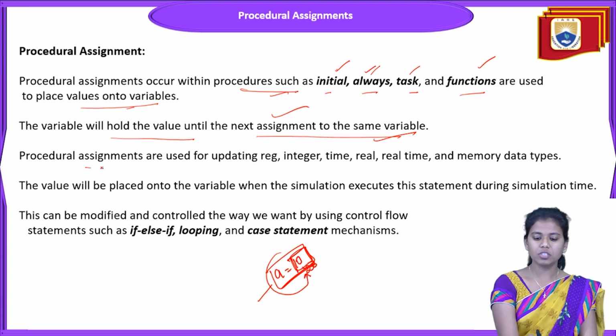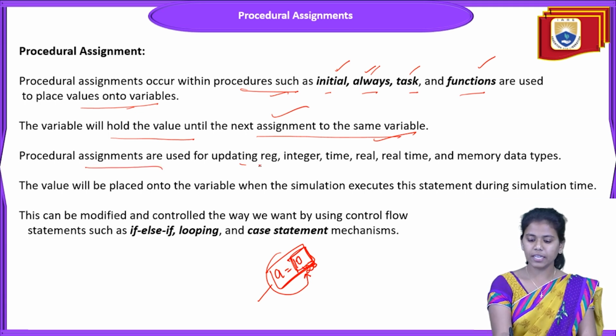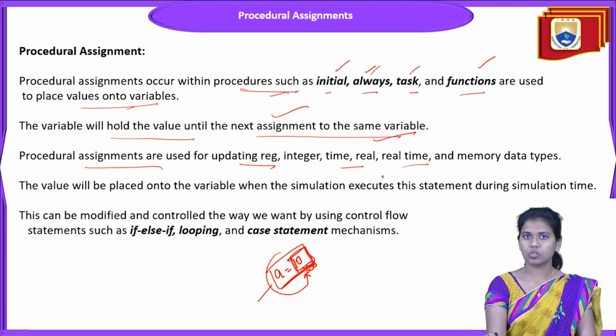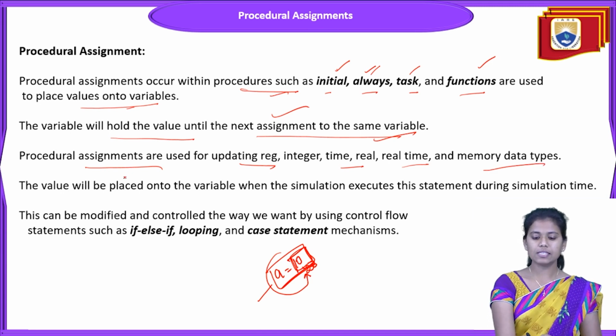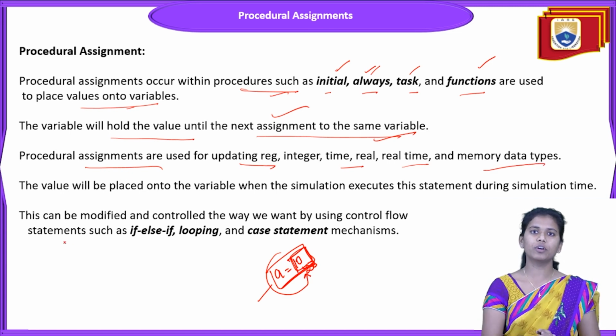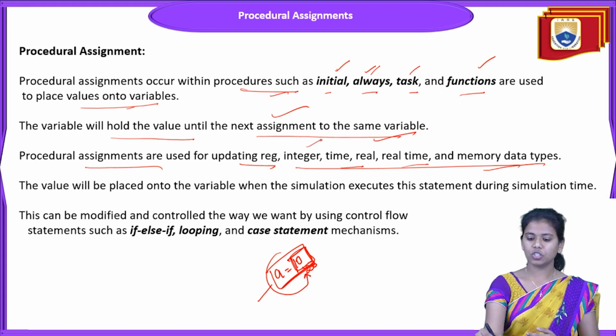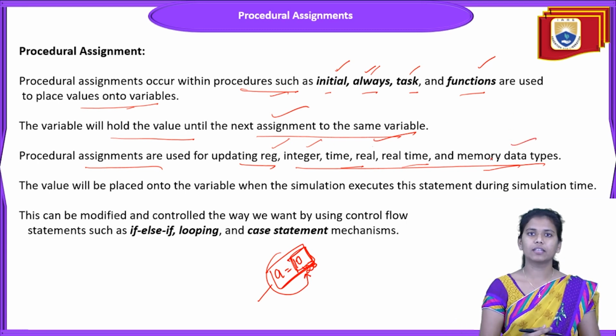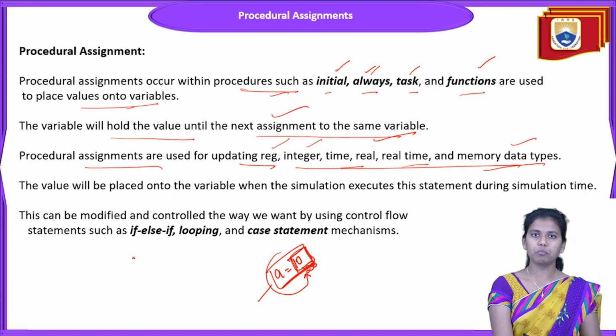Okay, and procedural assignments are used for updating register, integer, time, real, realtime and memory data types. So these procedural assignments are used for updating all these parameters, that is integers, registers, real time and memory data types. Okay, and this can be modified and controlled as well.